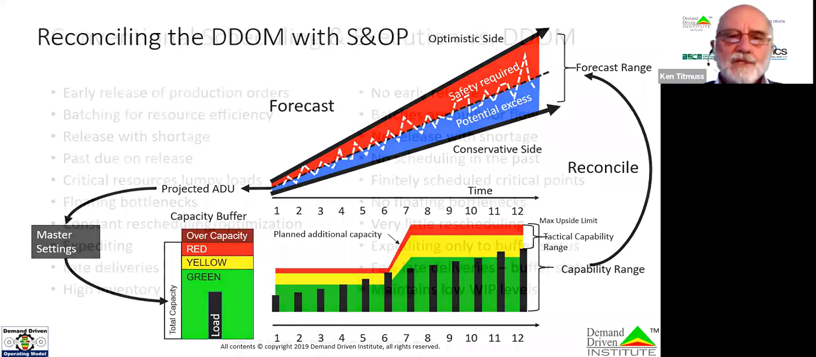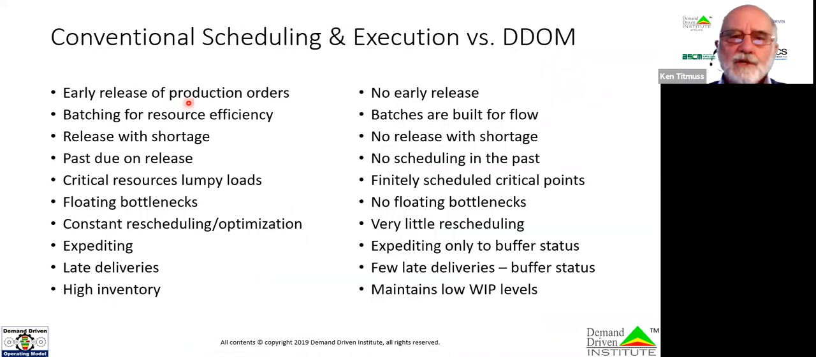So, conventional scheduling and execution versus the demand-driven operating model. Traditionally, we've released our production orders early. We tend to release them earlier. We've got a bit of time now, let's release them early. With DDMRP, there's no early release. We batch traditionally for resource efficiency because we're working on cost and utilization. But in DDMRP, we do batches based on flow.